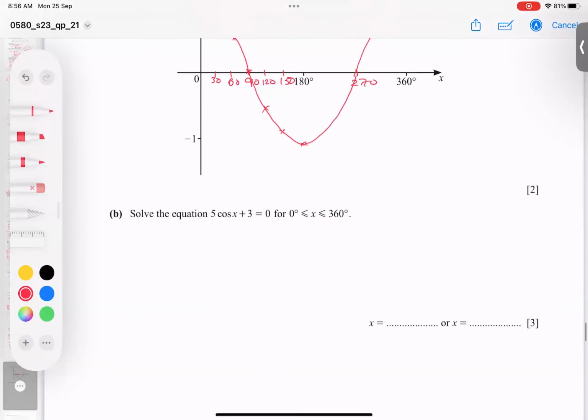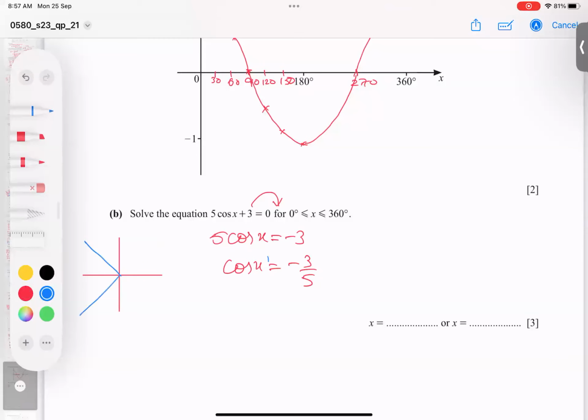And now he's asking to find x from here. So first of all, 3 will go to the other side. So 5 cos x equals minus 3. 5 will come down, so cos x equals negative 3 upon 5. And because cos is negative, for your knowledge, where is cos negative? Cos is positive in the first and fourth quadrants, and negative in the second and third.